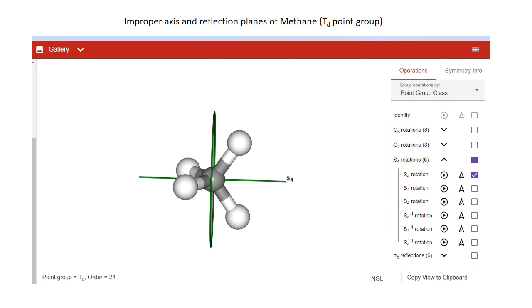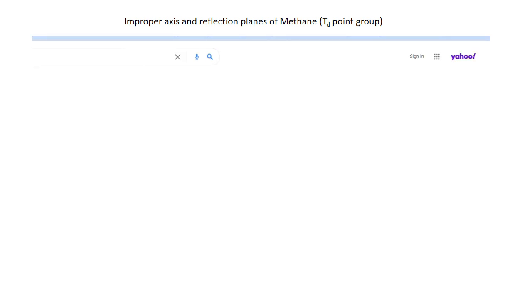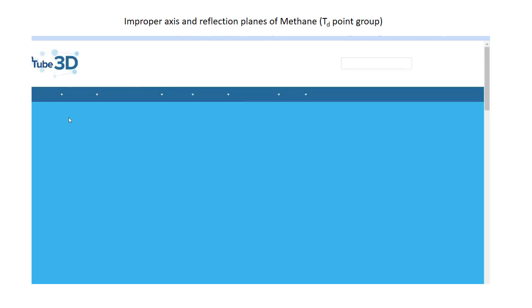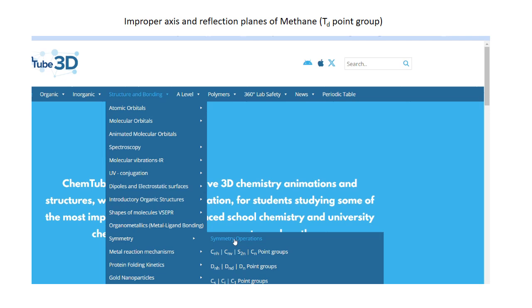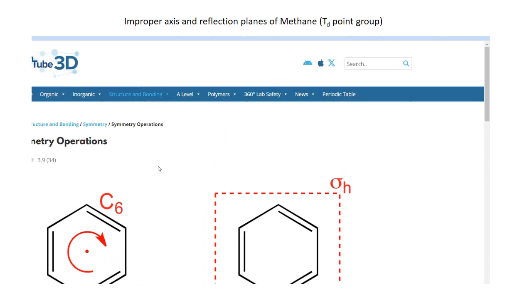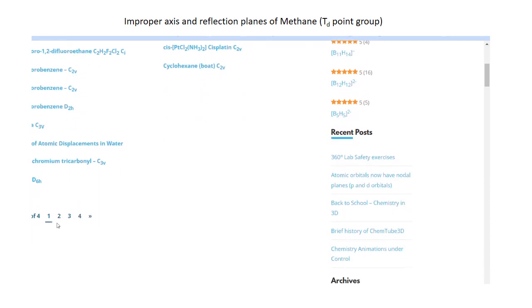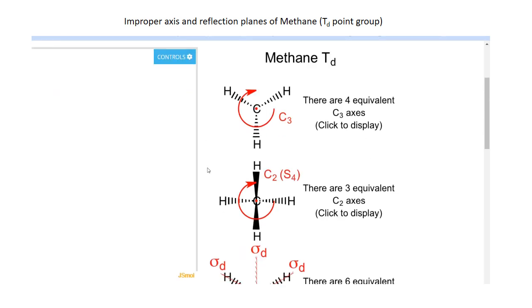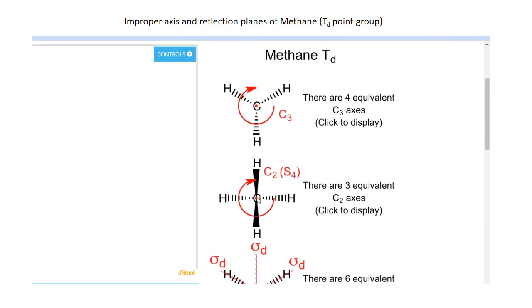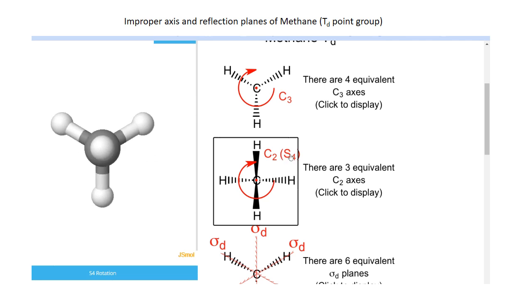I can also use the ChemTube 3D gallery. They have a slightly different, slower type of operation, so maybe that will be better for you to explore and understand. Let us see whether we can look at that also. So I will search for methane. Here is the methane, and it is showing the different symmetry elements like C2 and S4, all those things.